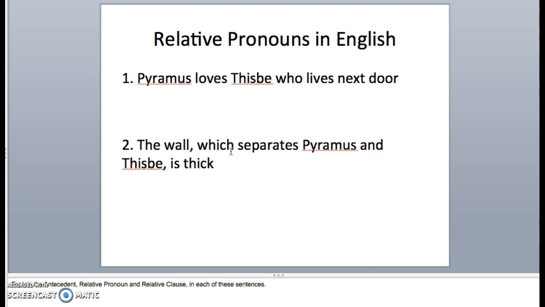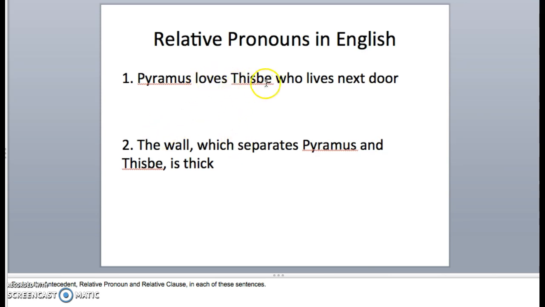Alright, so the relative pronoun in the first sentence is who. The relative clause is who lives next door, because the main clause is Pyramus loves Thisbe. So the relative clause is just providing us more information about the antecedent, which in this case is Thisbe. It's Thisbe who lives next door. So just a reminder that relative clauses allow you to tell more about another noun in the main clause. And in this case, the main clause is Pyramus loves Thisbe, and we're learning more about Thisbe.